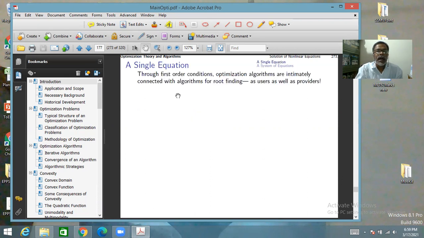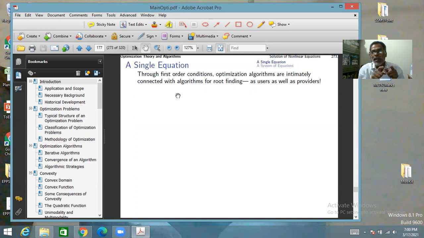So how does equation solving get connected to optimization? It is through the first order condition, because the first order condition is typically an equation. The first order condition of optimization is typically an equation, which is in general a nonlinear equation. And so in solving optimization problems, solution of nonlinear equations comes into the picture.